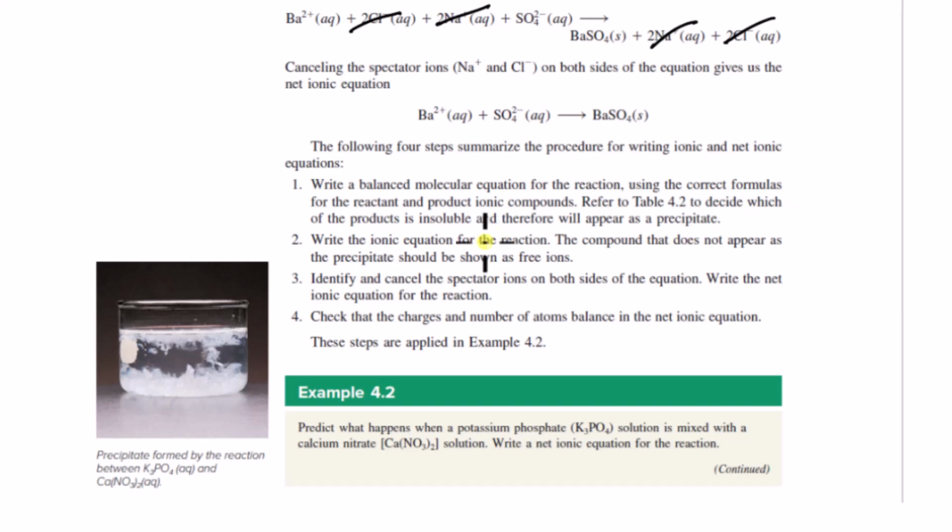Then you write the ionic equation, where you break up strong electrolytes into ions, and weak electrolytes you leave with their full chemical formula on both the reactant and product sides. Then for the net ionic equation, you just cancel the spectator ions. And then it says check the charges and number of atoms. If you balanced the molecular equation appropriately and transferred all those coefficients and subscripts to the ions correctly, then everything's going to balance, the charges and the atoms.